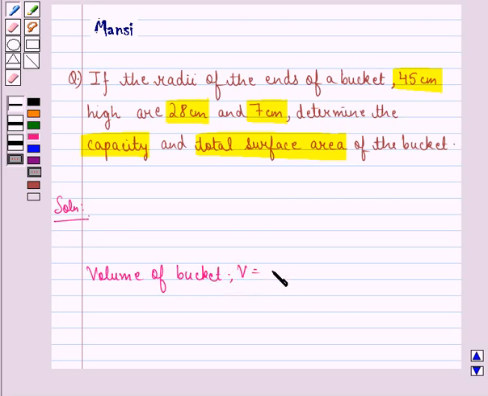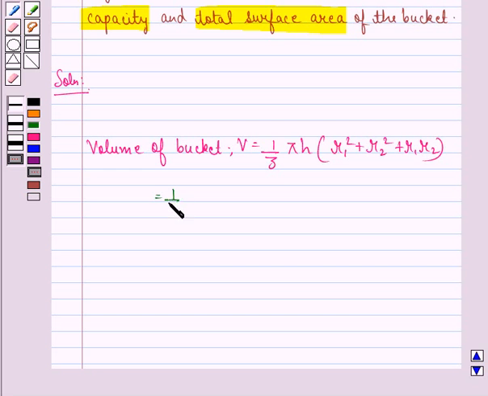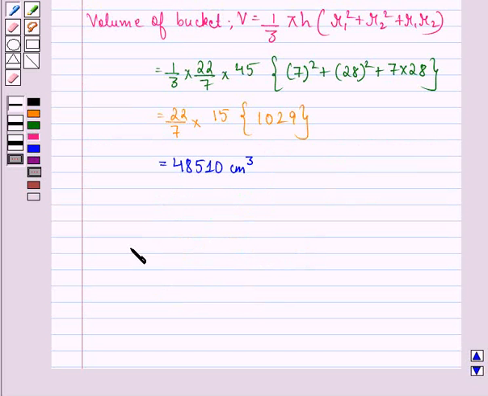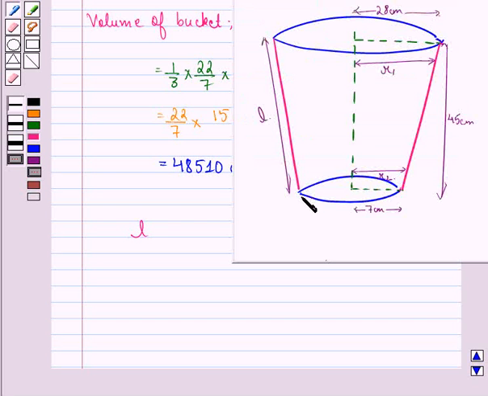that is V, is equal to 1 by 3 into pi into H into R1 square plus R2 square plus R1 R2. We simply put in the values here and we get 1 by 3 into 22 by 7 into 45 into 7 square plus 28 square plus 7 into 28, that is equal to 22 by 7 into 15 into 1029. And this is equal to 48510 centimeter cube.